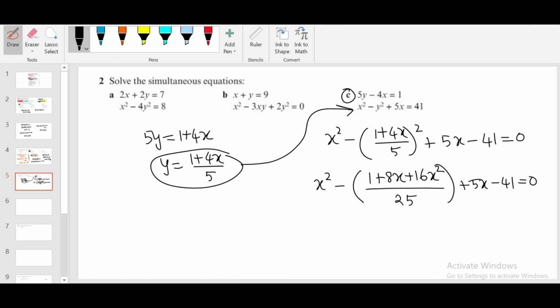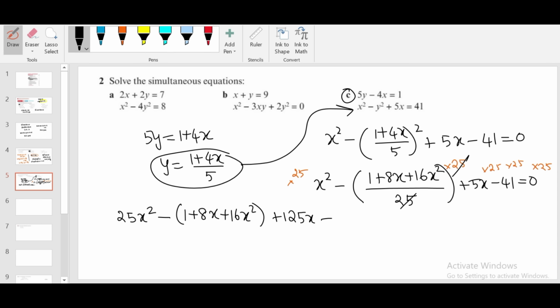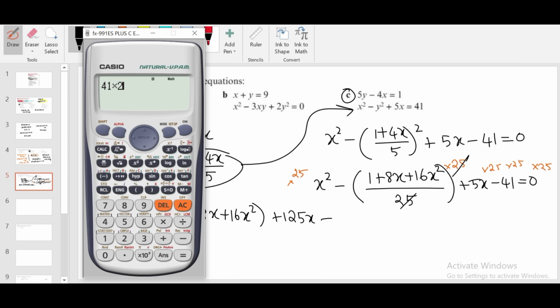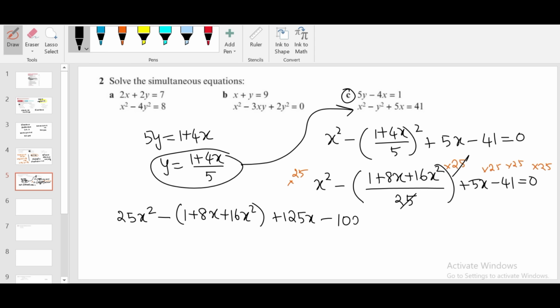To get rid of this denominator 25, I'm going to multiply both sides of the equation by 25. Each and every term by 25. Multiply everything by 25, 0 also by 25. So you will get 25x square minus, here the 25 will be cancelled, you will get 1 plus 8x plus 16x square. 25 times 5 is 125x minus 41 times 25, which is 1025, is equal to 0 times 25, which is 0.